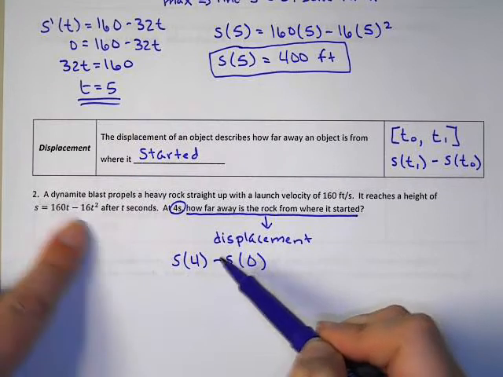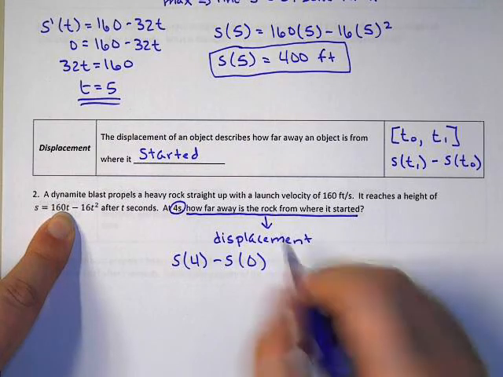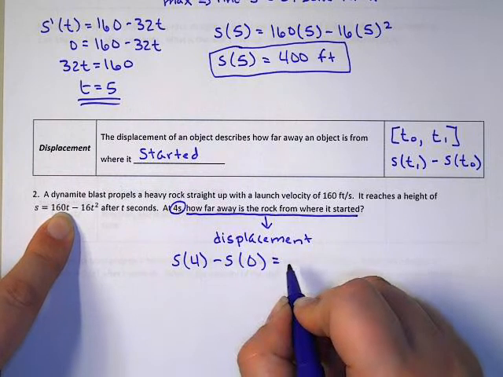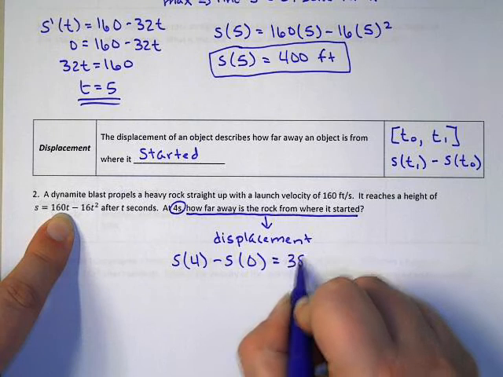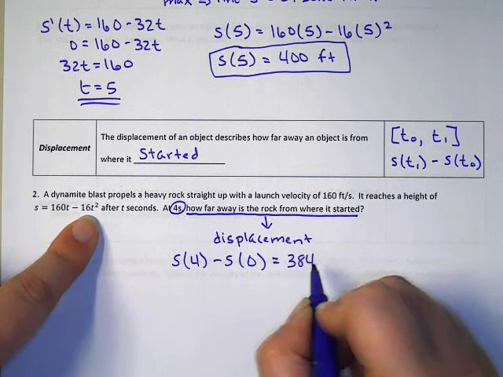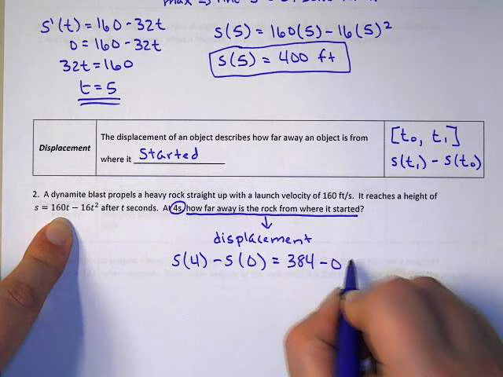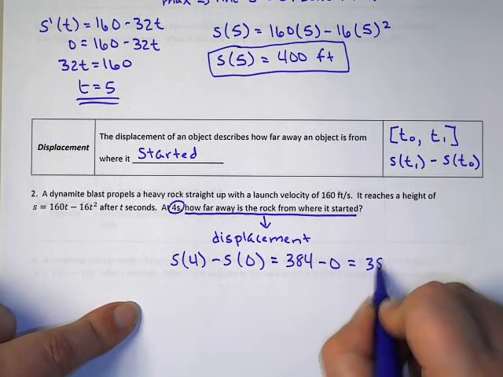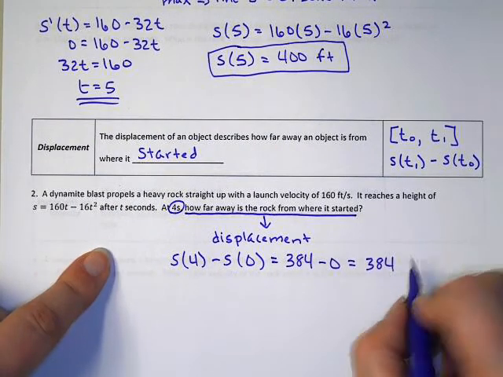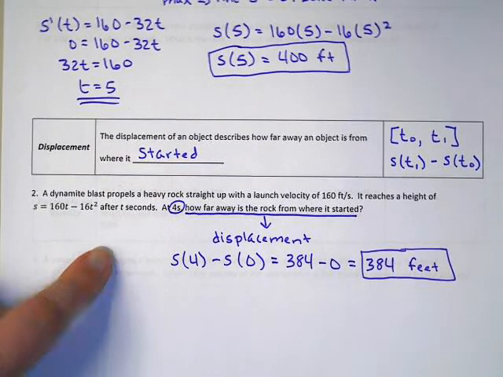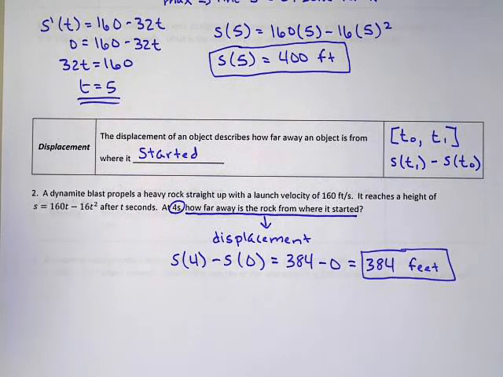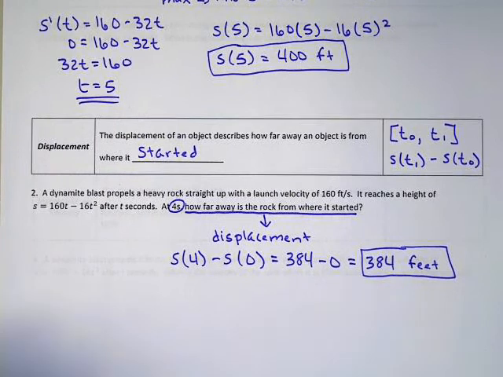So all that means is take 4 and plug it into my function here. I've already done it ahead of time, so I don't have to plug it into my calculator. But if I plug 4 into this function, I get 384. And if I plug 0 in, I obviously get 0. So I get that my displacement is 384, and again I need my units, so feet. And that's all that is. Check my math, right? Use your calculator, double check and make sure that I did that one right, but I think I did. It's always good for you guys to check just in case.